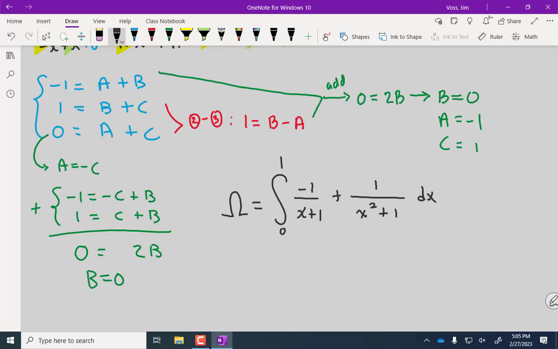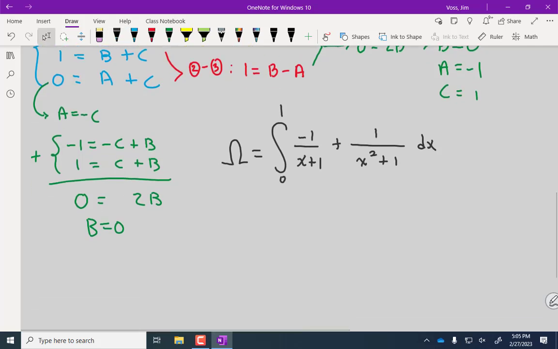So any questions up to that step? So negative natural log, and then arctan, 0 to 1. Does 0 contribute anything? No. Arctan of 0 is 0. Natural log of 1 is 0. So the 0 is not contributing. So we can ignore that, essentially.